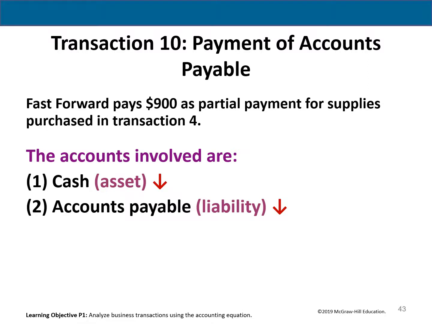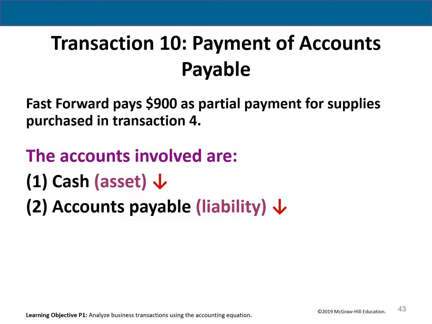The next payment. FastForward pays $900 as a partial payment for supplies purchased back in transaction 4. Now, because of the way I'm recording this, I can't flip back there, but that doesn't matter. We know how much they're paying. We purchased supplies back on transaction 4. We increased supplies and we increased accounts payable to show we owed that money. Now we're going to pay off $900 of it.